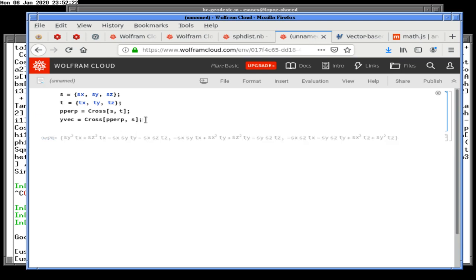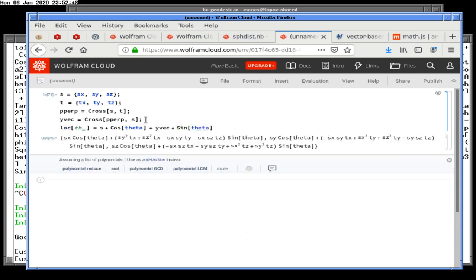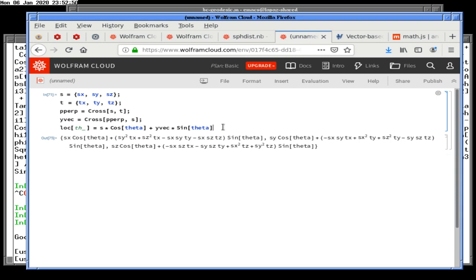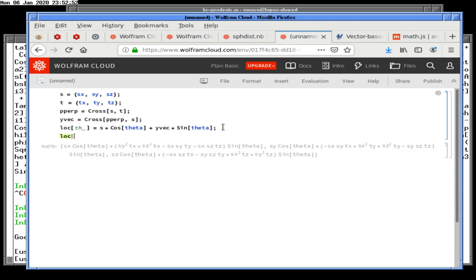And then the point at theta is going to be the yvec times sine theta. No, I'm sorry. It's going to be S times cosine theta plus yvec times sine theta. Still not very difficult. We will now confirm that log of 0 is, of course, S.